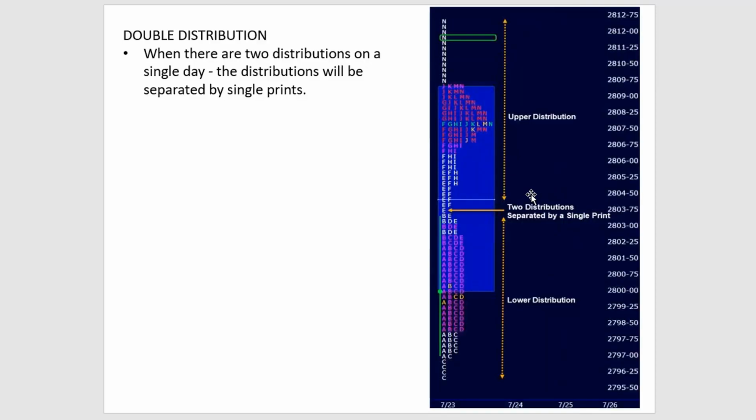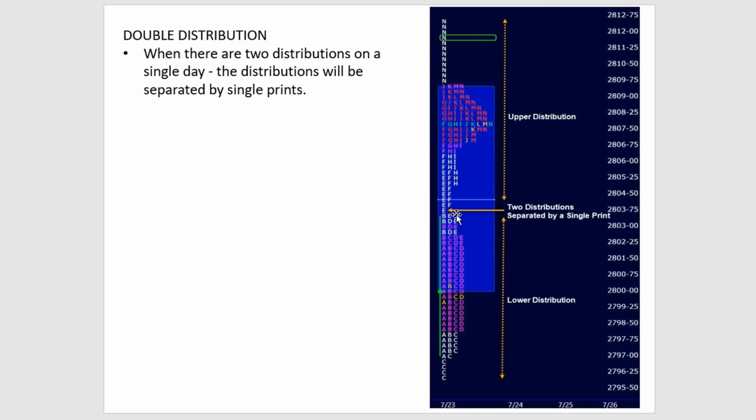Okay, before we move on, sometimes you get a double distribution. A double distribution is when the market is trading in one distribution, as it is down here in the lower distribution, and then something comes along and change is ushered in, and the market wraps up to the upside and forms a second distribution. These two distributions will be separated by at least one single print.